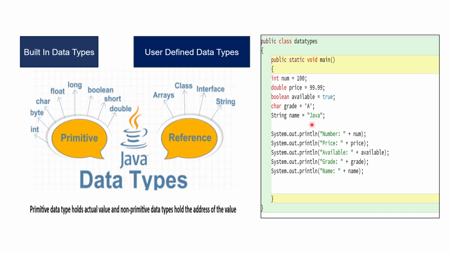Now the user-defined data types are array, class, string, or any interface. They are also known as composite data types. Hope you have understood the two basic data types: primitive and non-primitive, also known as reference or composite data types, which are user-defined. So your array, class, string, objects, all are non-primitive data types.